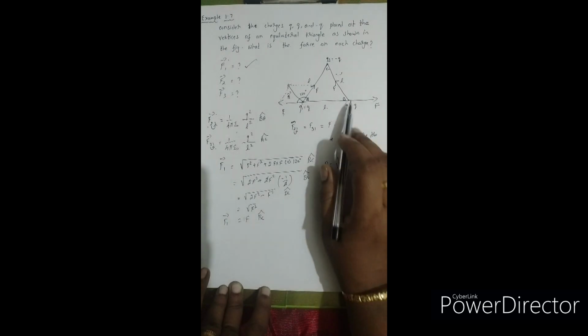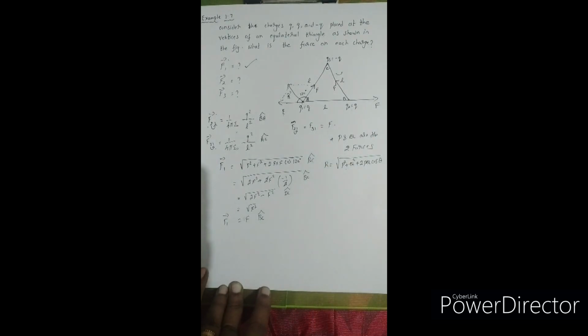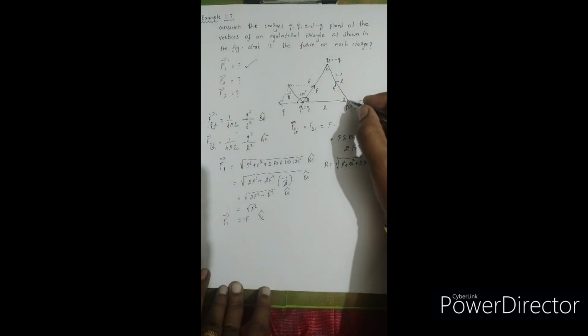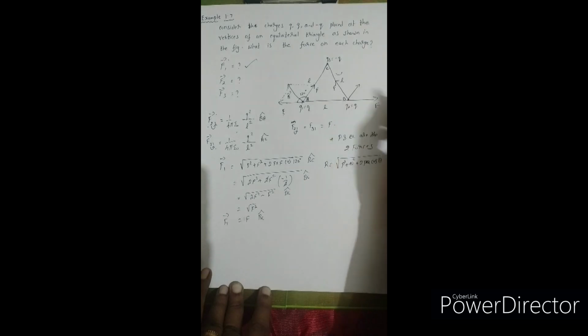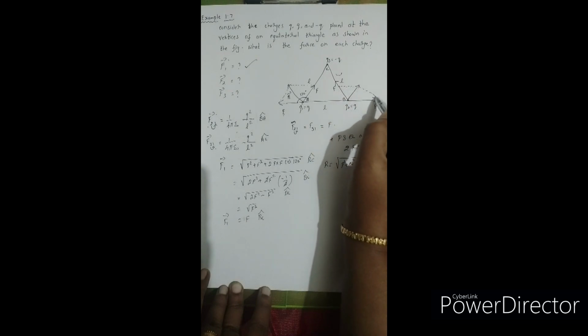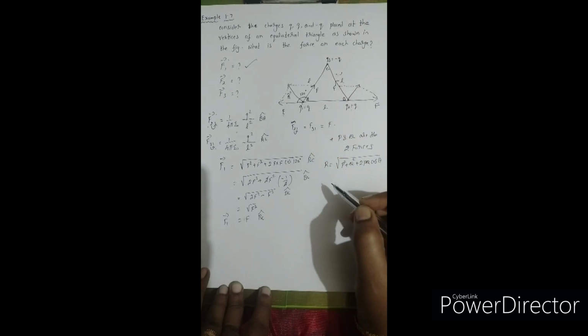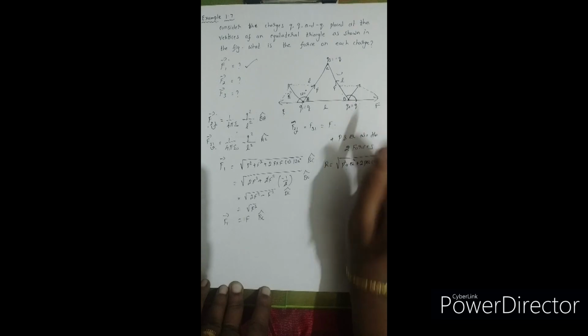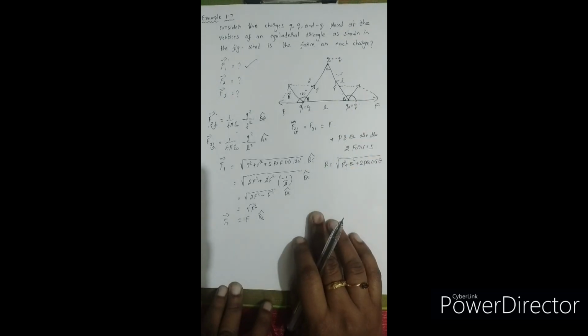Now again, we have to find the resultant of these two forces. The resultant of these two forces will be along this direction. Again I can complete it to be a parallelogram. Now see, what is the angle between these two forces? The angle between these two forces is again 120 degrees.